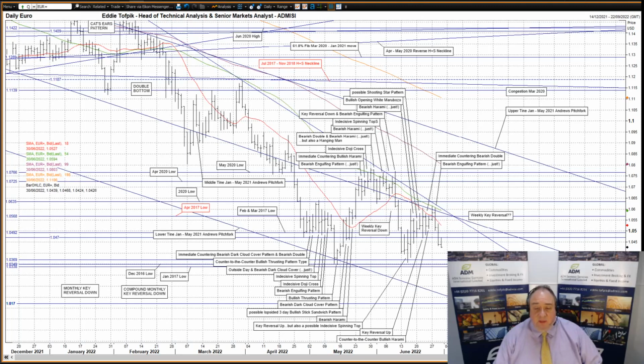What was especially interesting about the move lower was how it set up the conditions for a possible weekly key reversal down this week. So if we close tomorrow night either below 104.97 or above 105.72, then we'll be on for a weekly key reversal. Currently we're looking, as I say, at a weekly key reversal down.